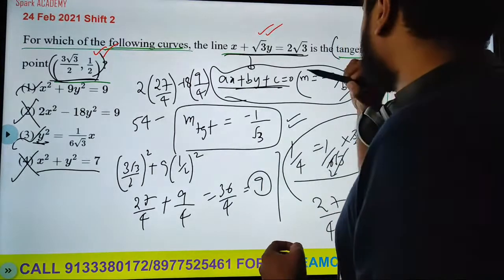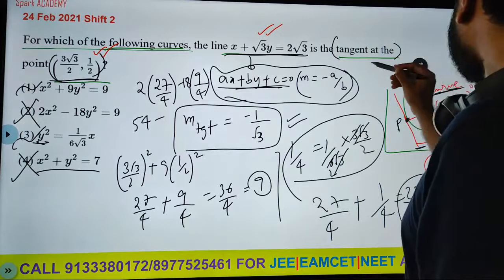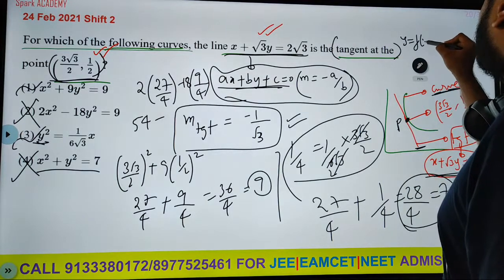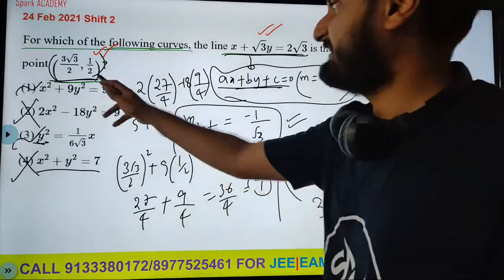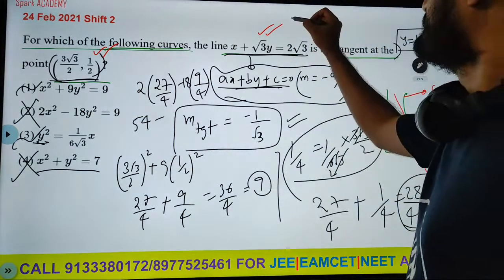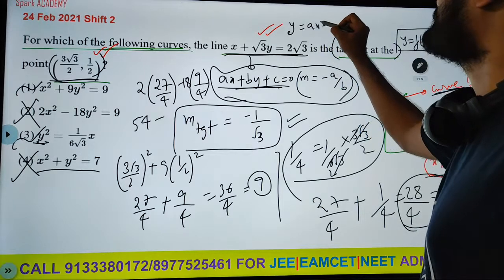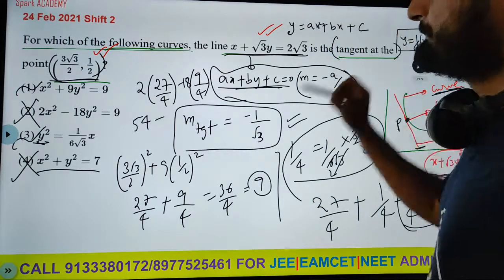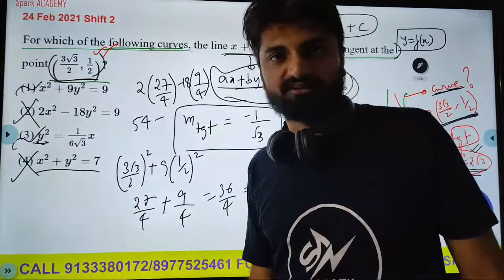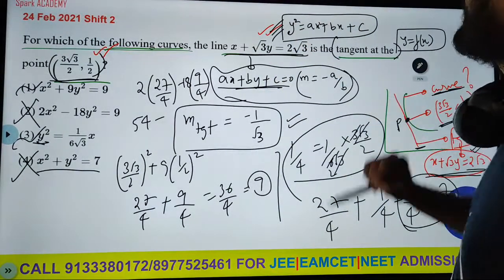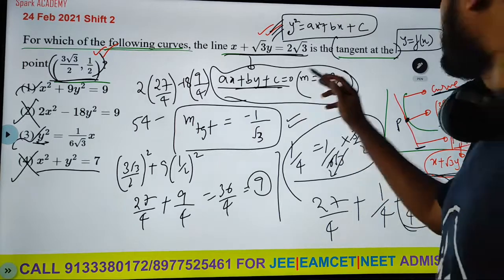So let us assume the curve is y equal to f of x. The tangent line is given like this and the point of contact is also given. So let us assume an equation; everywhere it is in terms of x square and y square, right? Since both y and x are there, assume the equation in terms of y square equals ax square plus bx plus c.